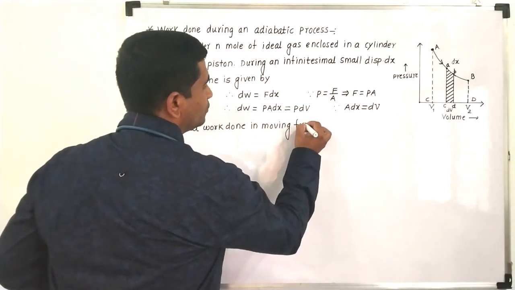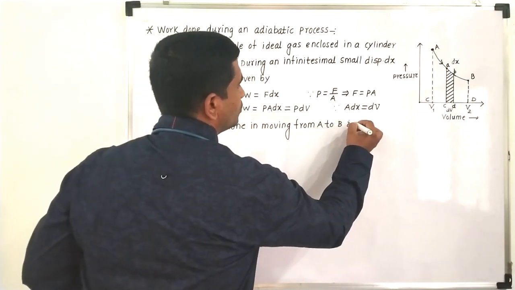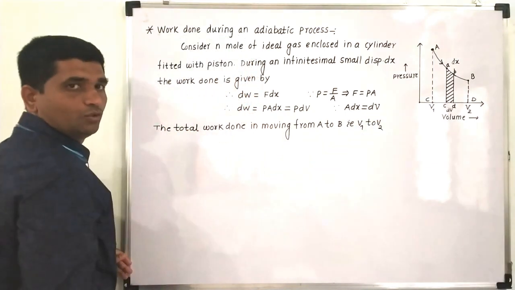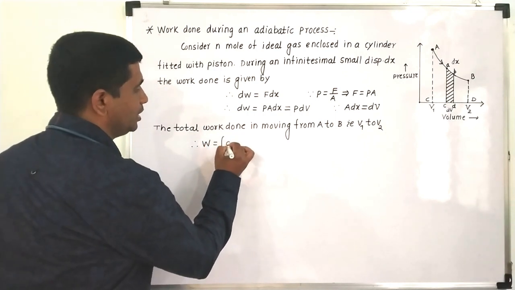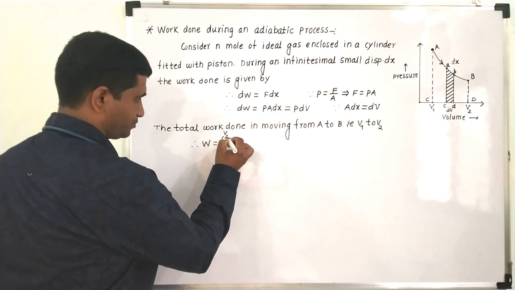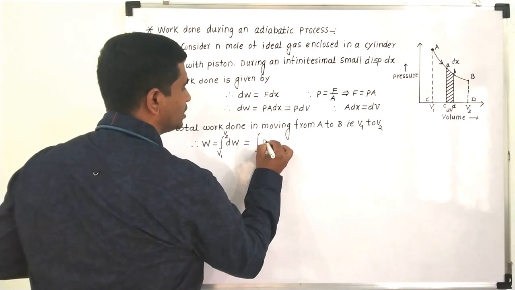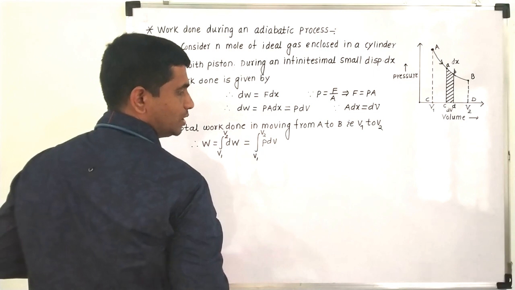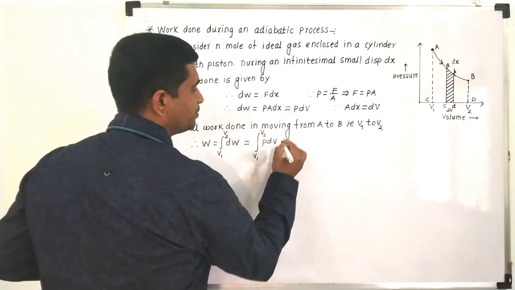in moving from A to B, that is, my volume is increasing from V1 to V2. So I can calculate that work done. W is equal to the integral of dW, in which my volume is increasing from V1 to V2. But what is the value of dW? It is the integral of PdV, from V1 to V2.